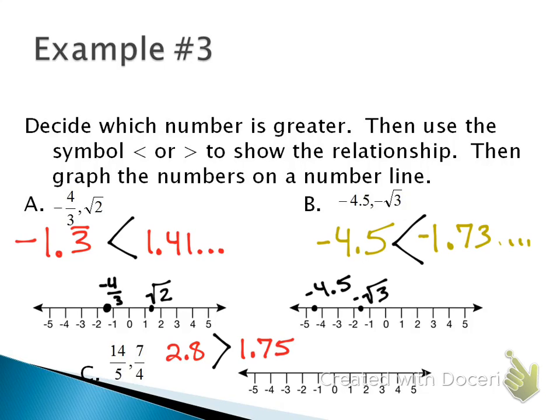And then we'll go ahead and graph these. So the first one's going to be almost to the 3, but not quite. And that's 14/5. The other one's going to be almost to the 2, but not quite. It's going to be 7/4. Any questions on these?